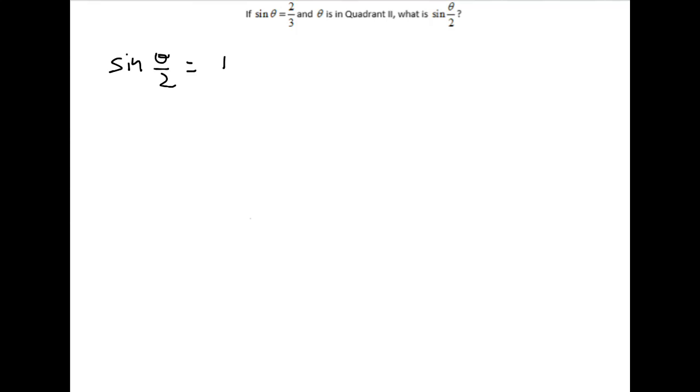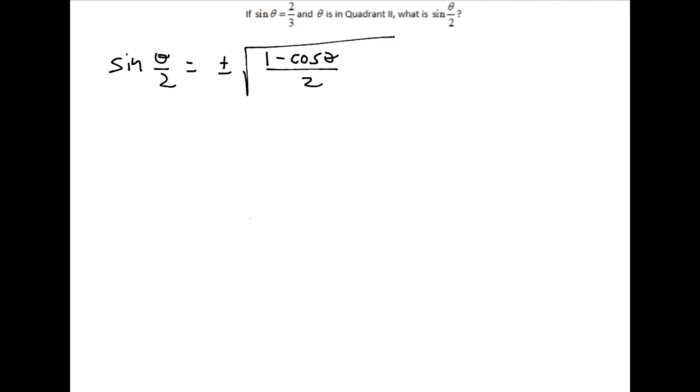So the half-angle formula for sine is going to be plus or minus the square root of (1 minus cosine of theta) over 2. So what does this mean? It means that we need to find the cosine of theta, right? Because that's the formula. So how are we going to find cosine of theta?